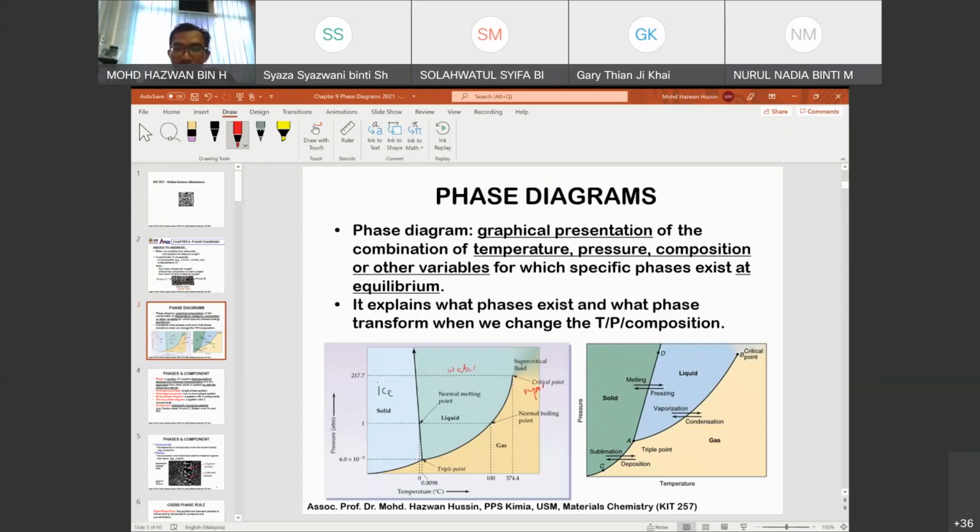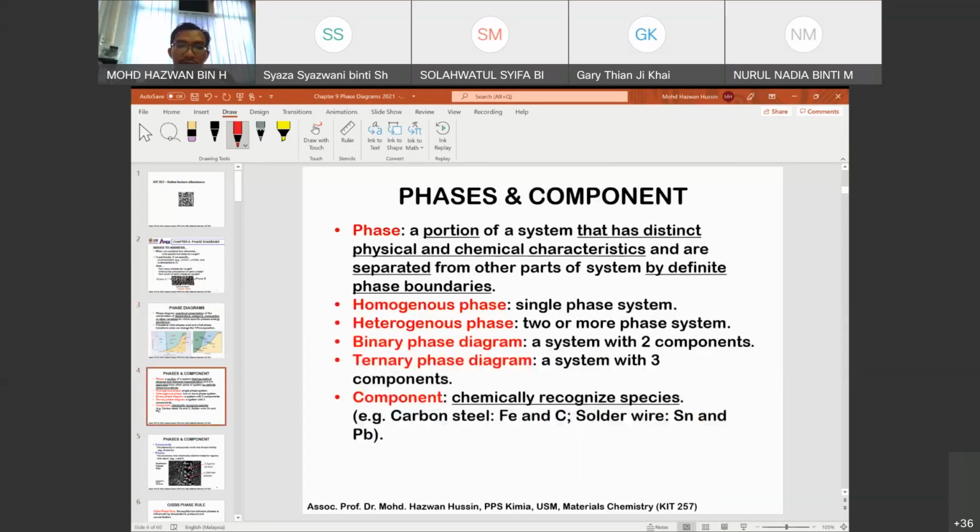But we are not going to study this. This is actually level 100, we say. This is kids' level. So we are going to look at the phase diagram of an alloy.